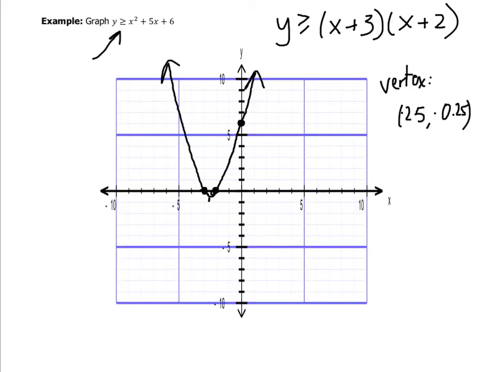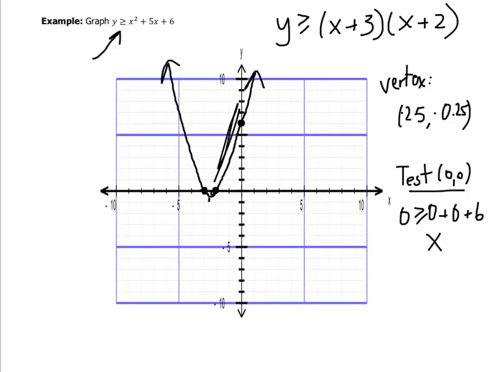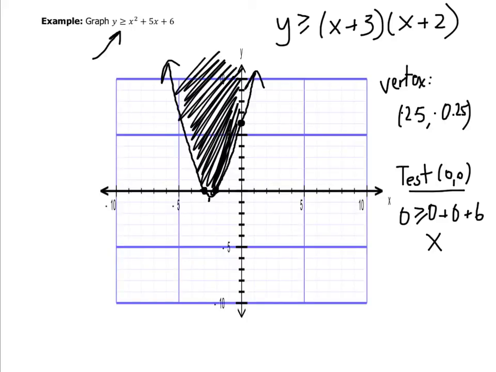Where should I graph? Well, we could test a point again. Let's test (0, 0). And we'll see, that would be 0 is greater than or equal to 0 plus 0 plus 6. Is that true? 0 is greater than or equal to 6? No, it failed. So (0, 0) is not in the region. That means the other side, this side up here, inside the parabola, is in the region. And so we shade it all really nicely.